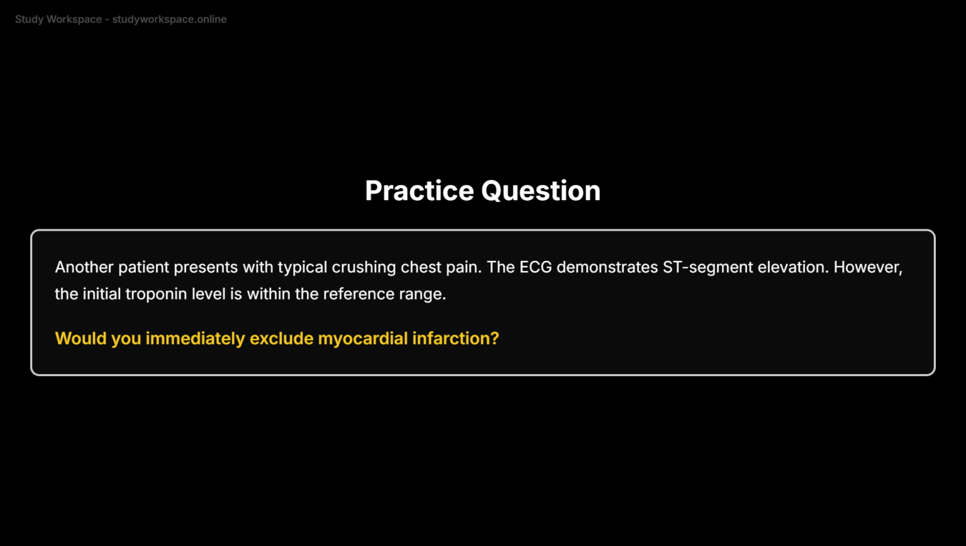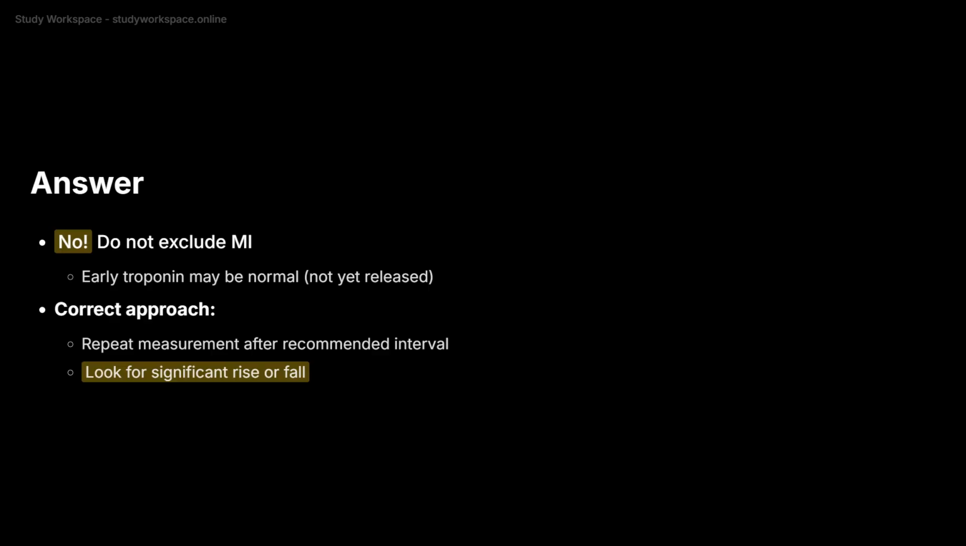Now pause for a moment and test your understanding. Suppose you are given another patient with typical crushing chest pain. The electrocardiogram demonstrates ST segment elevation, but the initial troponin level is within the reference range. Would you immediately exclude myocardial infarction? Pause the video and think about your answer before continuing. The correct answer is no.